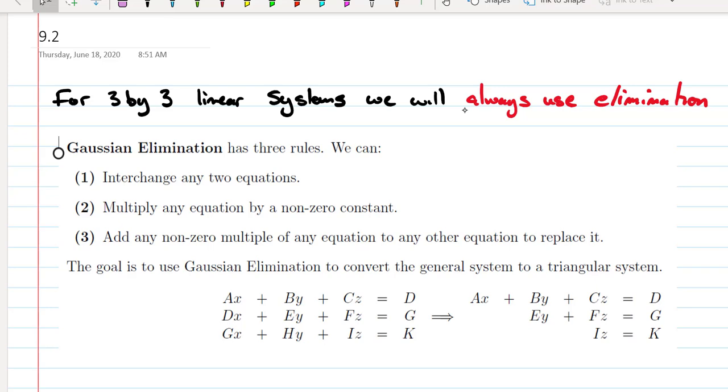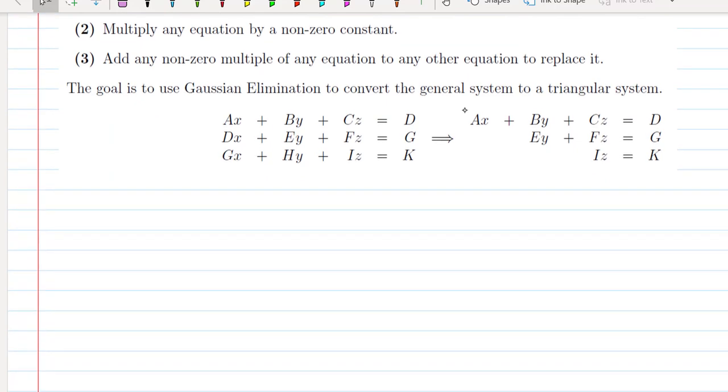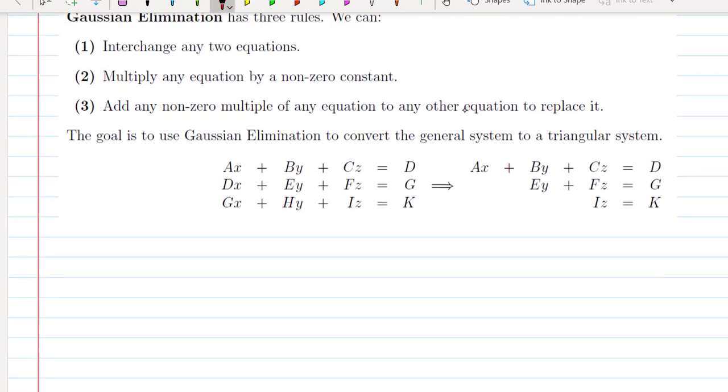So now, if we have rules, we have to have a goal, right? So we have these rules, so what do we want to do? The goal of Gaussian elimination is to convert our general system to a triangular system. So if we have 3 equations and 3 variables that looks like this, our goal is to convert it into a triangular system. So what that means then, when we look at this, we are going to eliminate the x from equation 2 and equation 3, and we are going to eliminate the y from equation 3. Doing so will create our triangular system.